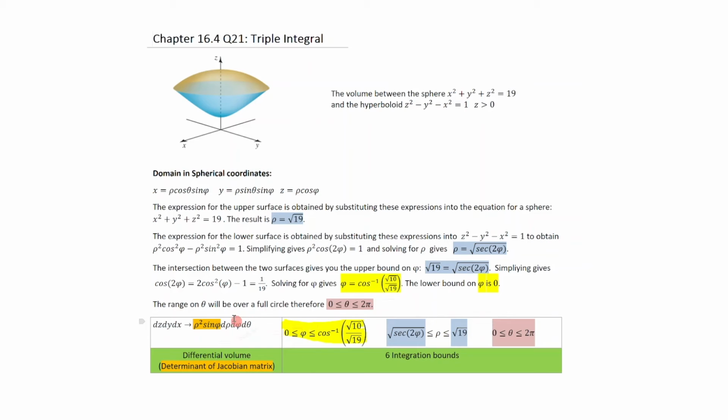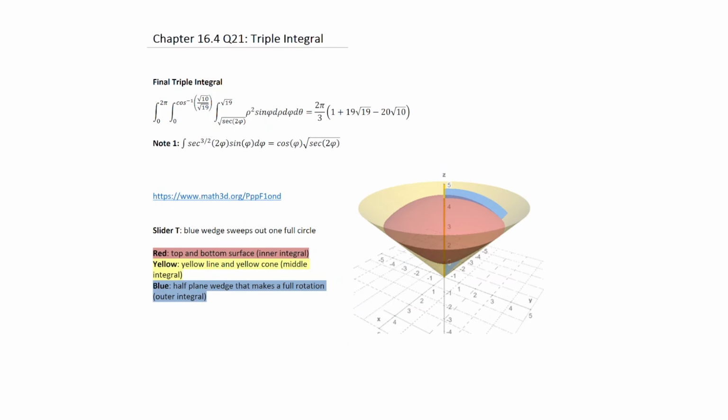So as before, the differential volume is this, and rho squared sine phi is the determinant of the Jacobian matrix. Just taking this information, the blues and the yellows, we have the limits on phi, the bounds on rho, and the bound on theta. And so we can now put together the integral. This is what I've done here: lower and upper bound on rho, lower and upper bound on phi, lower and upper bound on theta.